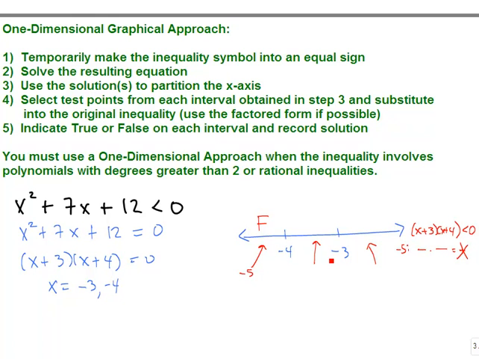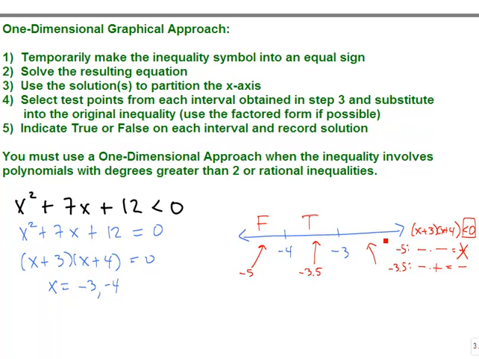Okay, so now what we're going to do is test the middle interval. Pick any nice number between -4 and -3, maybe something like -3.5. So if we take -3.5 and add it to 3, that's going to be negative, but -3.5 plus 4 turns to a positive. A negative times a positive is negative, and that's what we want. We want less than 0, so this is true.